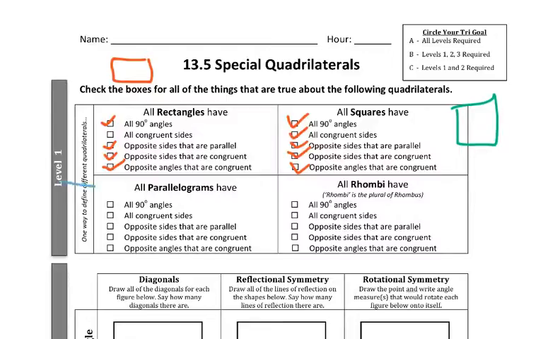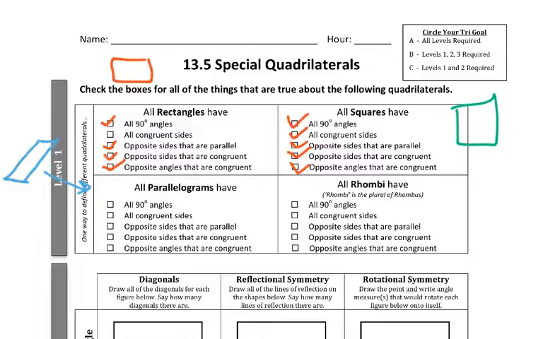Okay, so a parallelogram. Why don't I draw an extreme version of a parallelogram? A parallelogram might look like this. Oh, I don't like that version. Let me draw another one. Like that. That's a good parallelogram. Sorry, it's way off. Okay.